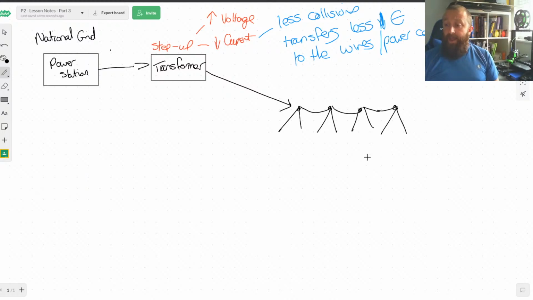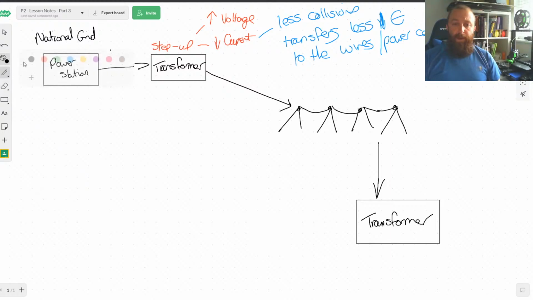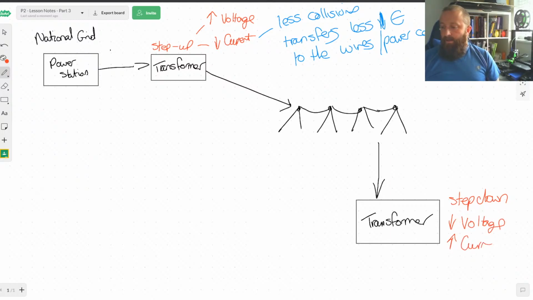Now, at the other end of this, we need to have another transformer. So we've got another transformer here, and this is going to be our step-down transformer. So let's just go back to a different colour. This is our step-down. So if you think about the fact this is going to do exactly the opposite of what we had before. It's going to decrease the voltage and it's going to increase the current.